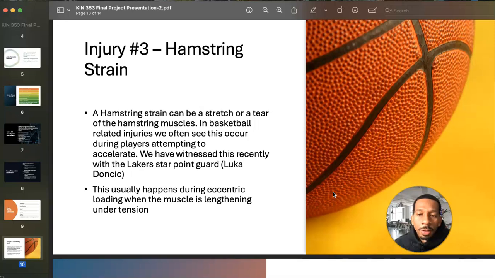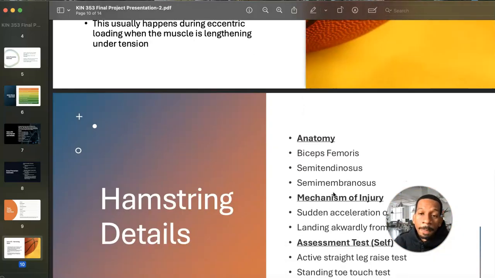For our third injury, let's look at a hamstring strain. So a hamstring strain can be a stretch or a tear of the hamstring muscles. In basketball-related injuries, we often see this occur during players attempting to accelerate or decelerate. We just witnessed this recently with the Lakers star point guard Luka Doncic. This usually happens during eccentric loading when the muscle is lengthening under tension.